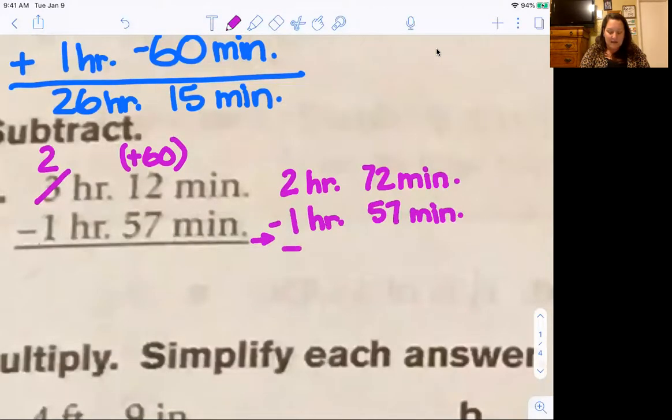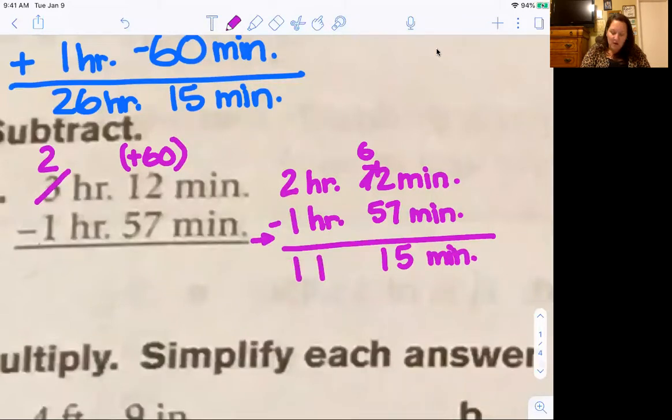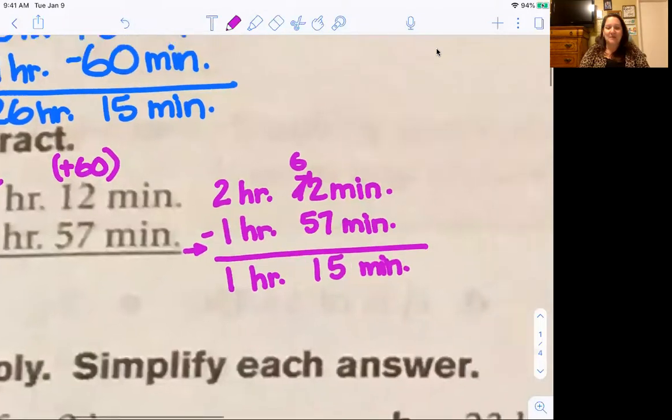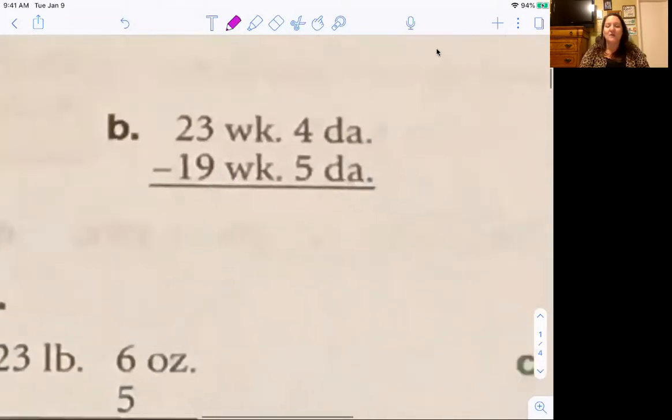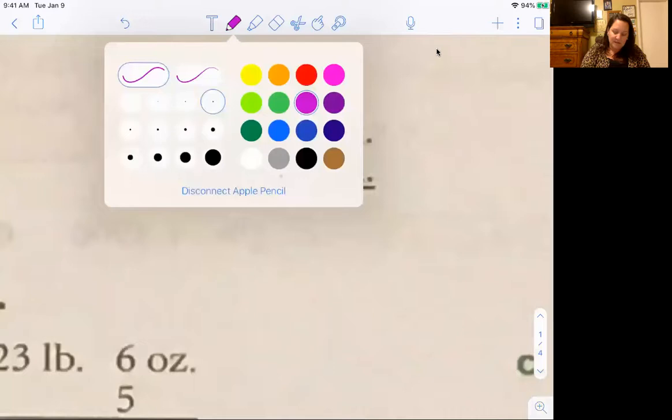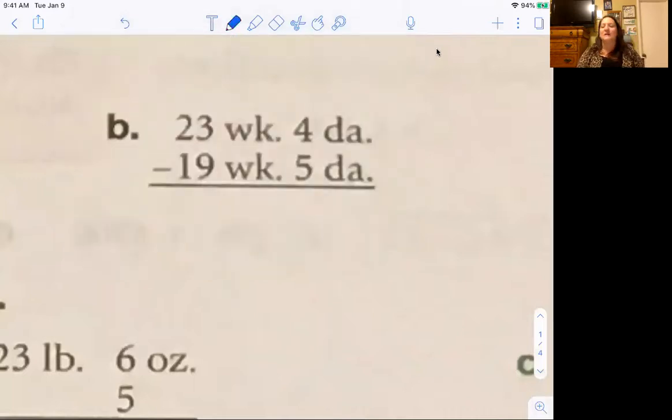Now I can subtract. 2 minus 7, can't do it, go to your neighbor. 12 minus 7 is 5. 6 minus 5 is 1, so 15 minutes. 2 minus 1 is 1. 1 hour, 15 minutes. Let's move on to B. 23 weeks, 4 days, minus 19 weeks, 5 days.